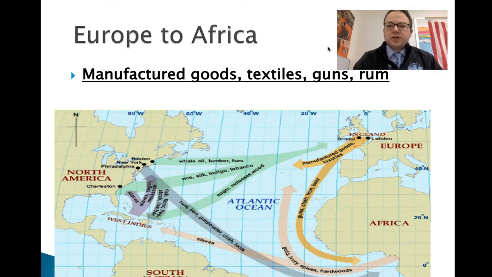Guns was a big thing. We're going to talk about that with the impact on Africa. They wanted weapons, okay, to be able to provide the materials that Africa was going to send back to the colonies. And then finally, rum, an alcoholic drink, again made from the sugars and the molasses and things like that that are coming from particularly the colonies in the South, the Caribbean nations and things like that, and in Spain. Those are the type of goods that are being sent to Africa from Europe.